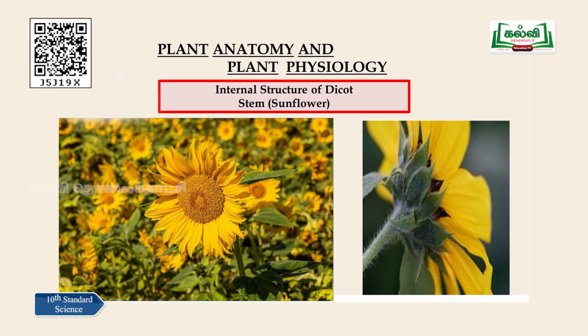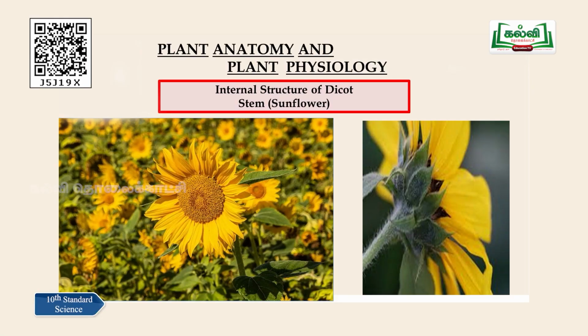Today, we are going to deal with plant anatomy and plant physiology, the internal structure of the dicot stem, the sunflower. Last episode, we were dealing with the internal structure of the dicot root and monocot root. You are able to see a beautiful flower here, the yellowish golden colored flower, the sunflower. Do you all like it?